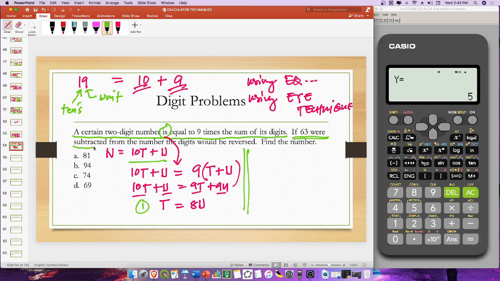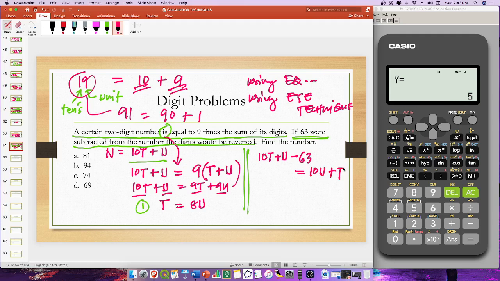Okay, now let's go on. If 63 is subtracted from the number, the digits would be reversed. Okay, this is the number. Take note, this is the number when subtracted by 63, according to the problem, the digits would be reversed. The reverse digit, if I'm going to reverse this one, this will become 91. That is represented by 90 plus 1. So you can write the reverse digit as 10u plus t. That's the reverse digit.